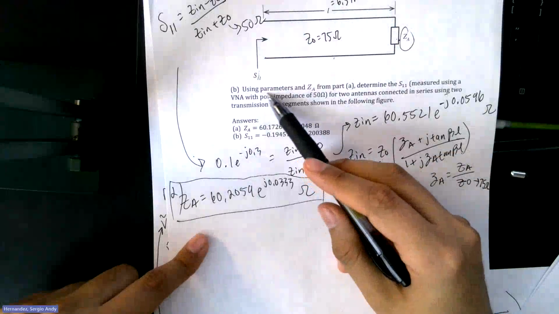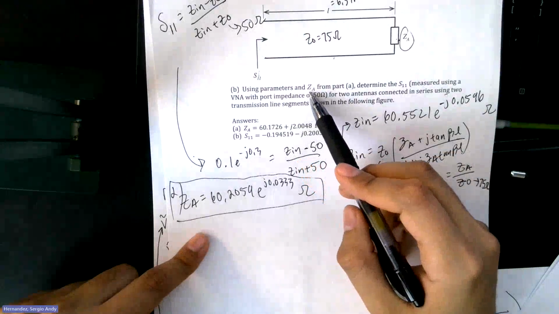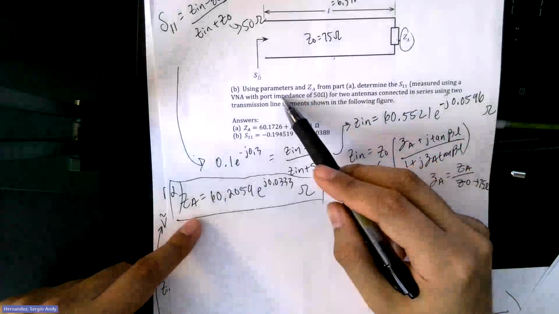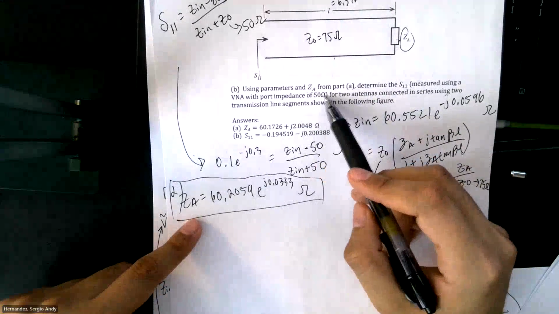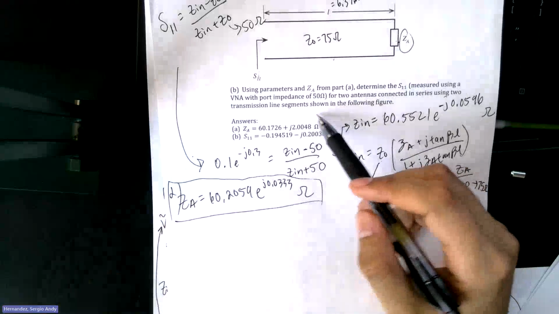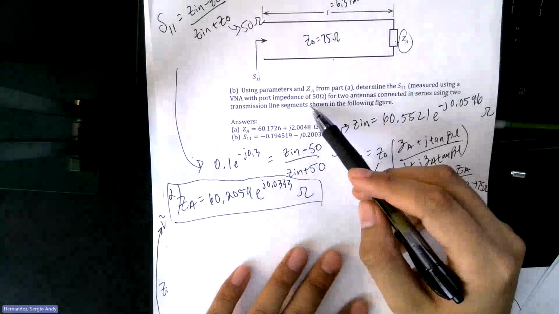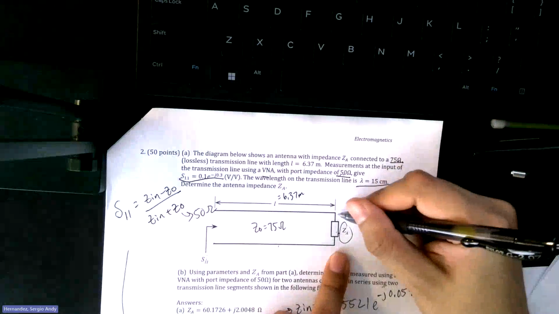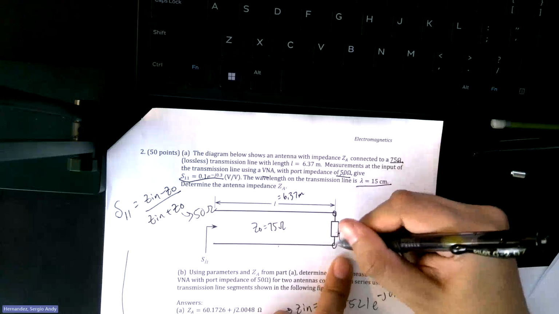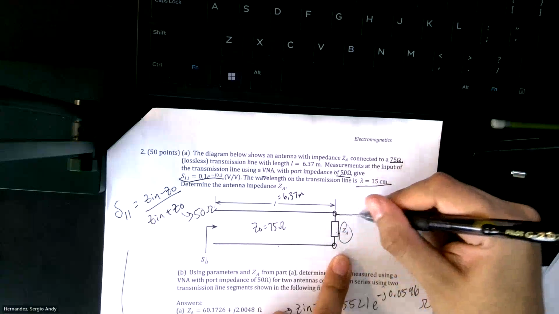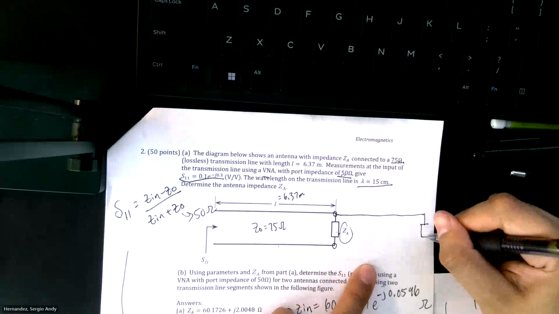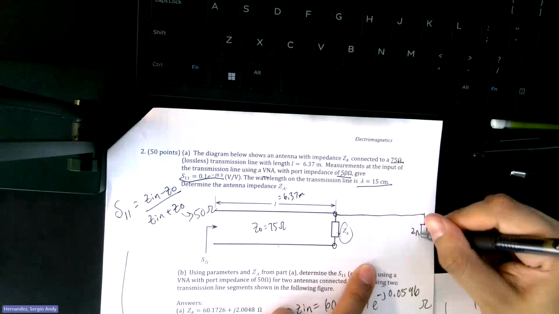And then for part B, using parameters and ZA from part A, determine S11 again, using a port impedance of 50 ohms for two antennas connected in series using two transmission line segments shown in the following figure. So what this is going to end up looking like is that you're going to connect another one here. Where this is also ZA.